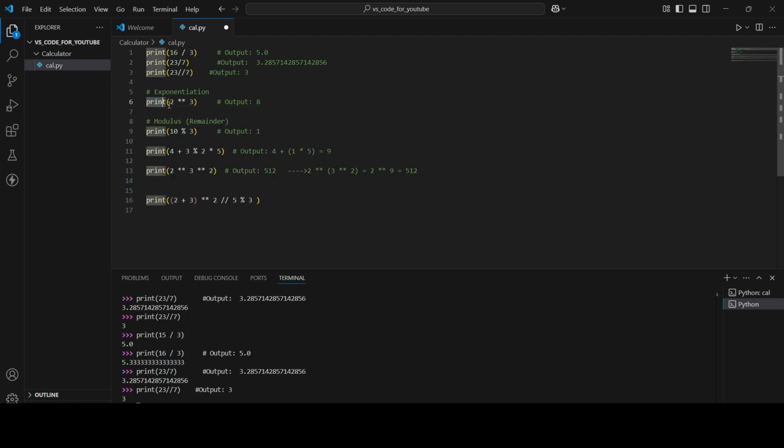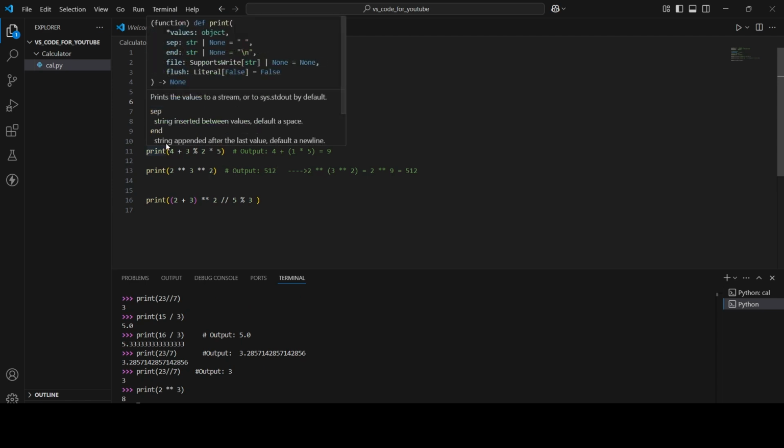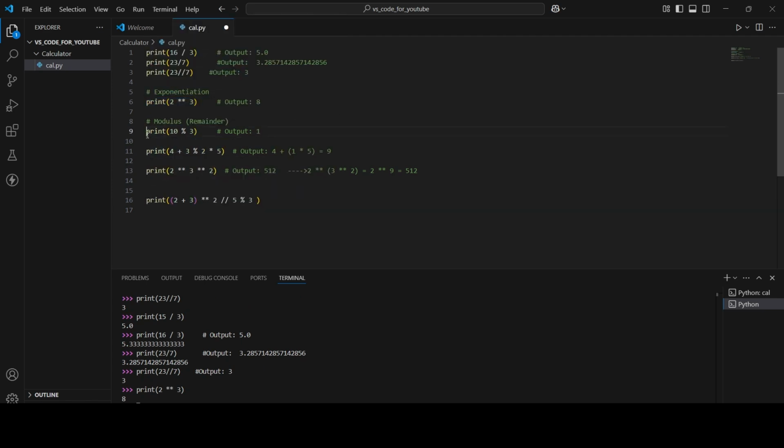Clear? And here we have print 2 exponent 3, and it means that 2 is multiplied 3 times, resulting in 8. And here we have 10 modulus 3. 10 modulus 3 will return me a remainder, that is 1. And here we have an expression which is combined with all other operators. Shift enter.